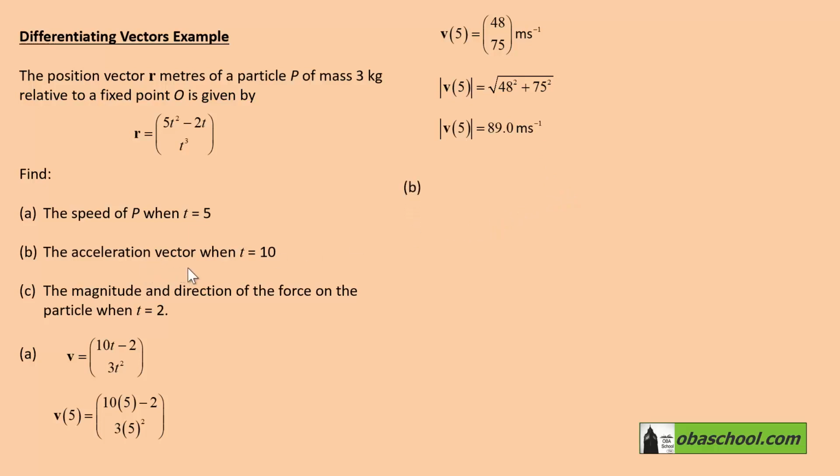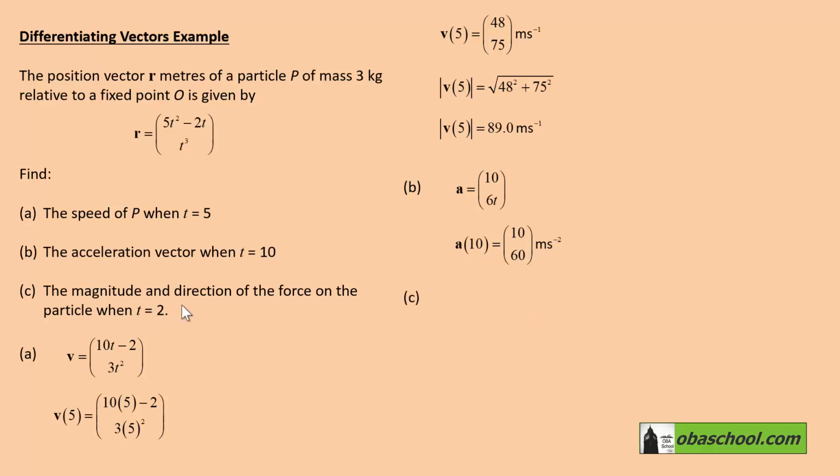Now we want the acceleration vector when t is equal to 10. So we need to differentiate velocity. So that's going to give us (10, 6t). So a of 10 is (10, 60).